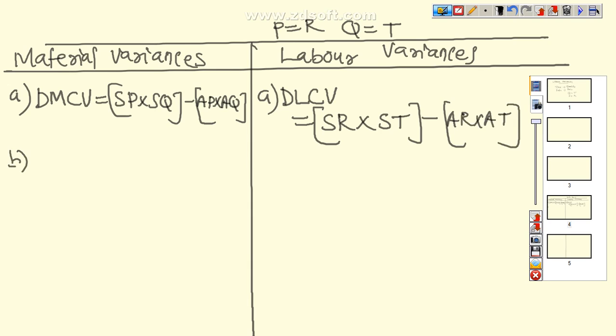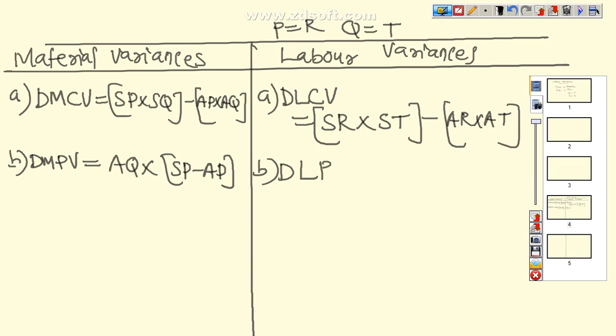Second equation, direct material price variance, that is equal to actual quantity multiplied by standard price minus actual price. So to make the labor variance, here we write direct labor rate variance, that is equal to actual time multiplied by standard rate minus actual rate.